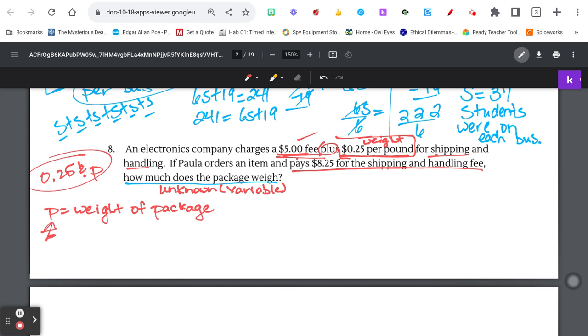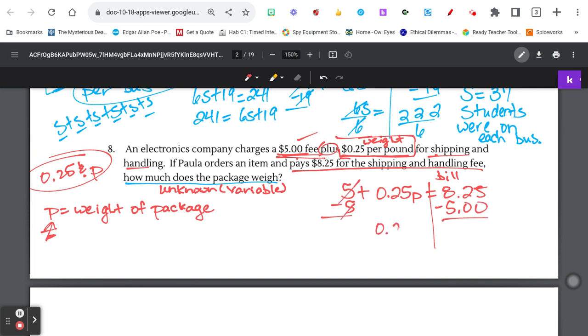All right, so let's set this up. Well, what did we pay in all? Paula paid $8.25. So I know that the bill has to equal this. That's my bill. Well, how do we get there? Well, we paid a $5 charge. We got a $5 fee for something plus 25 cents times P, depending on the weight of the package. Now I'm just going to subtract 5 from both sides.